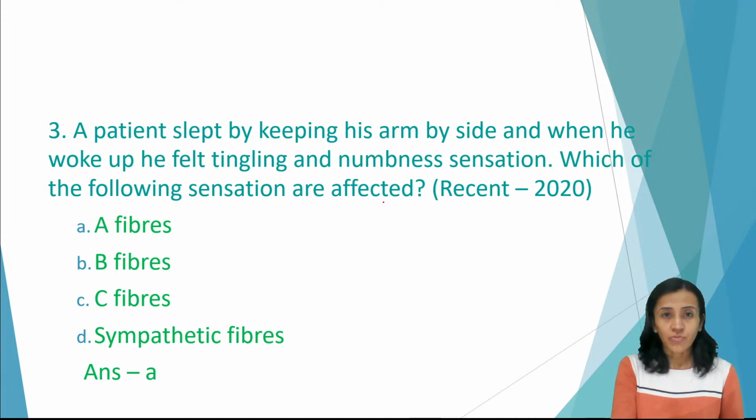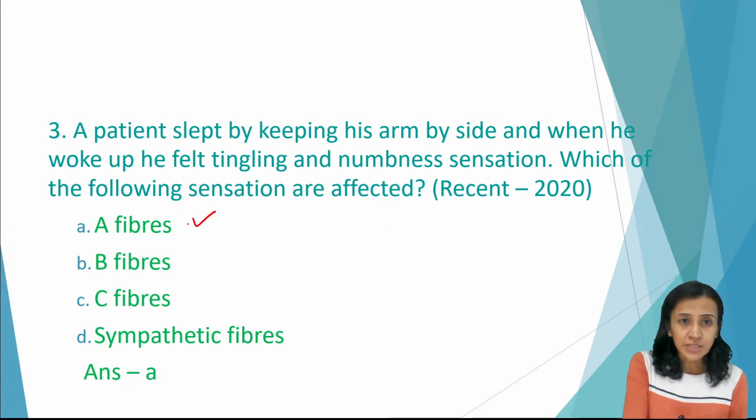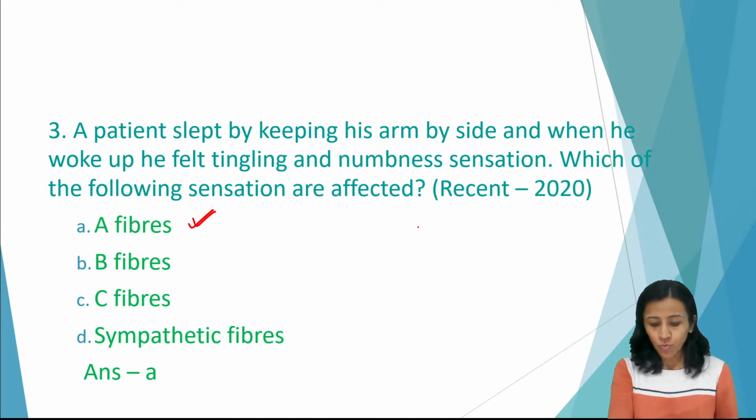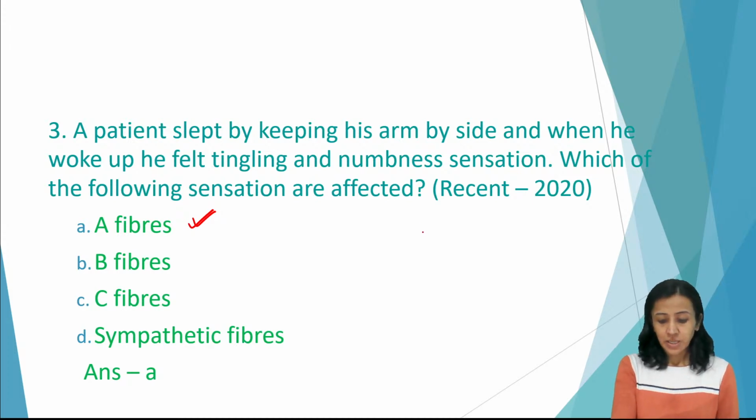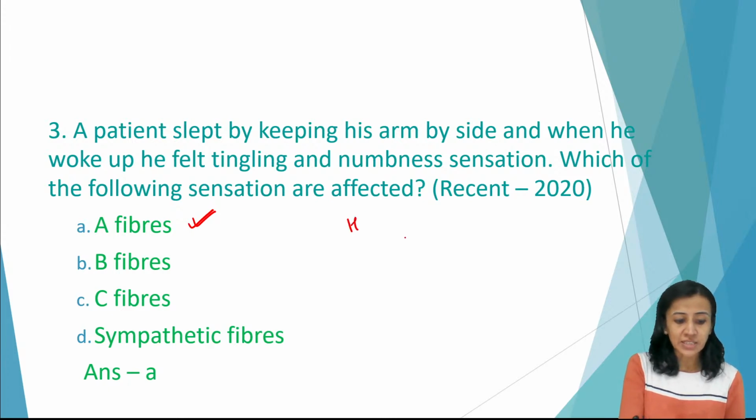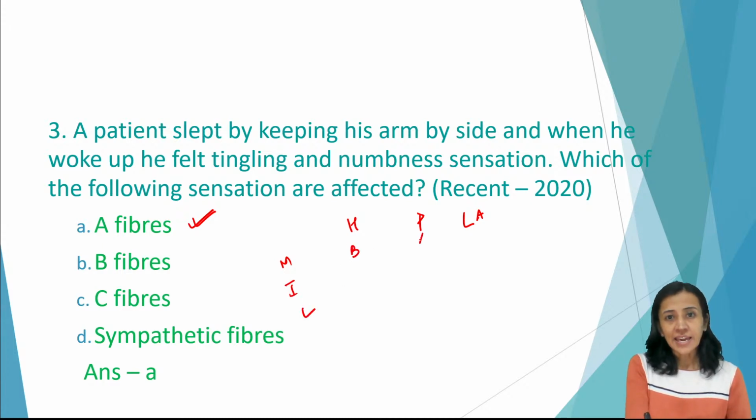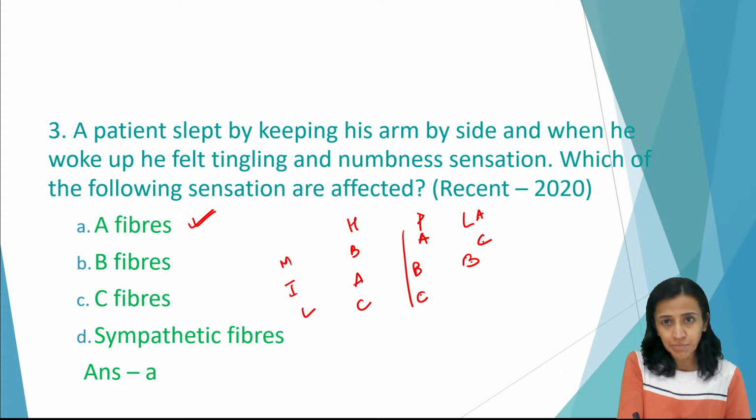Here A fibers is the correct option. Now, what is the explanation for this? Whenever pressure is given, we have to make a table: hypoxia, pressure, and local anesthetic. Most susceptible, intermediate, least susceptible. B, A, C, B, A, C. Again B, B. Here would be C, because what is left here you can see is A, B, and C. Then C, B, and A.